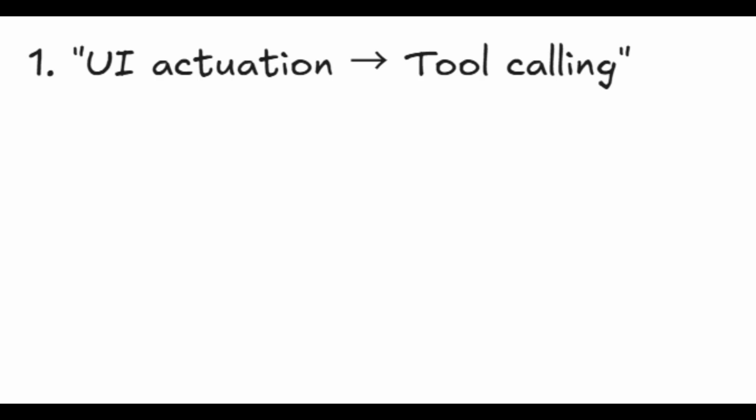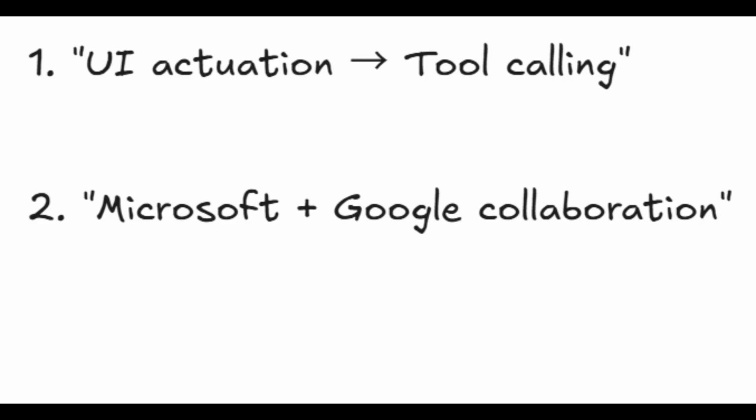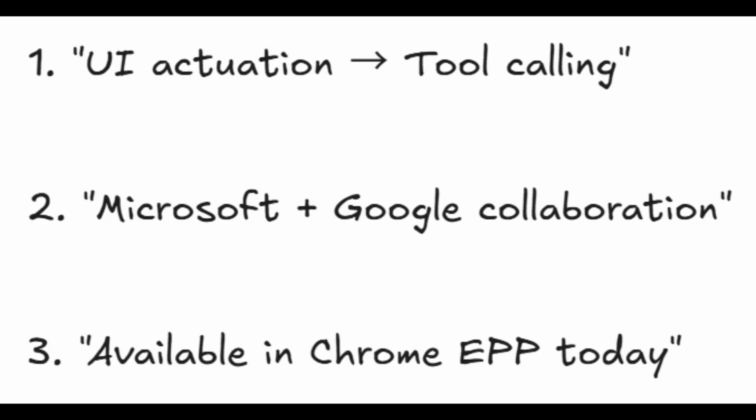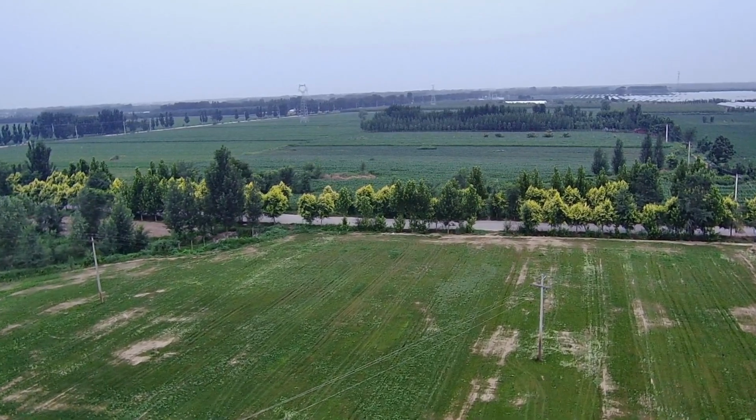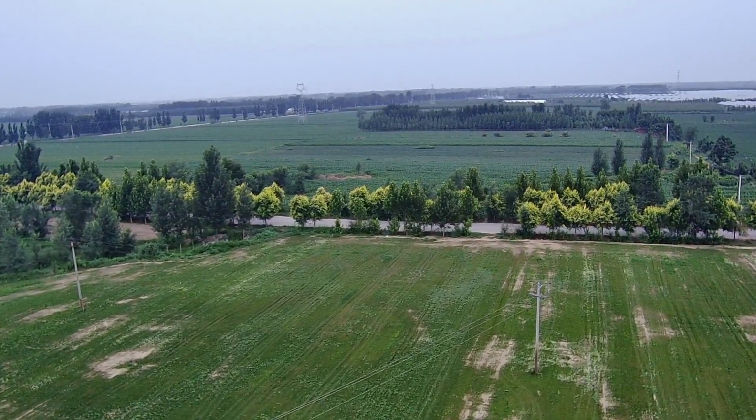3 things to remember. 1. The shift from UI actuation to tool calling is beginning. 2. Microsoft and Google are collaborating on this. That's rare. 3. You can try this today in Chrome's early preview program. AI agents parsing HTML and guessing where to click. That's becoming a thing of the past.